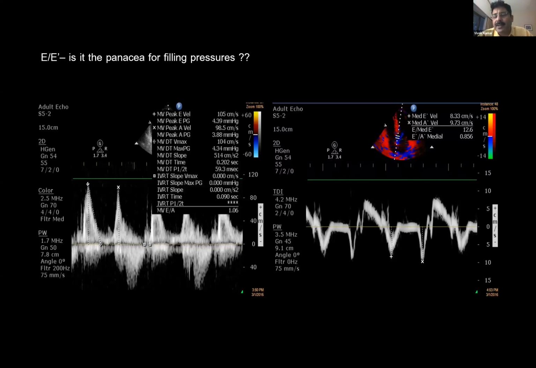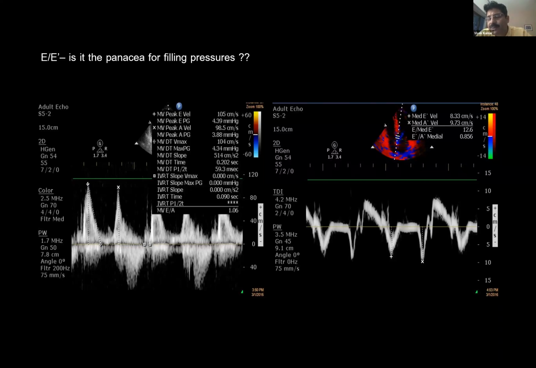And E prime actually comes not from the blood flow, but from the speed of movement of the mitral annulus towards the cardiac apex and back away from the cardiac apex. Okay, so if it's a good heart, it will contract well, it will relax well. If it's a bad heart, it will not contract well. So many of you who measure, this is known as the S prime of the left ventricle, and it will not relax also. So your relaxation wave, the E prime, will not be this big, it will be small. So tissue Doppler tells you the speed of movement of a tissue.